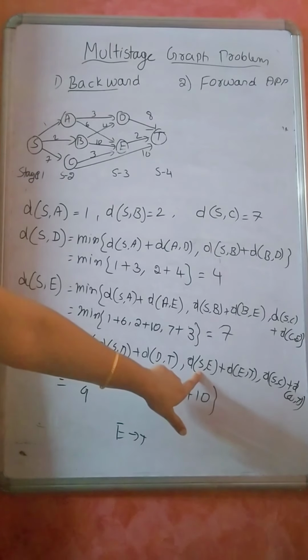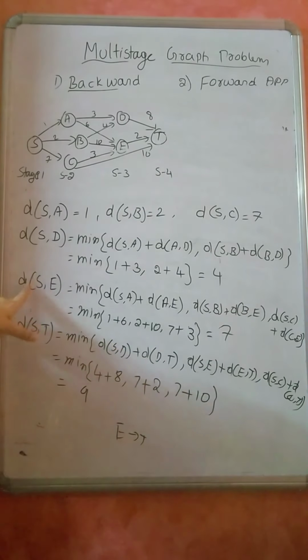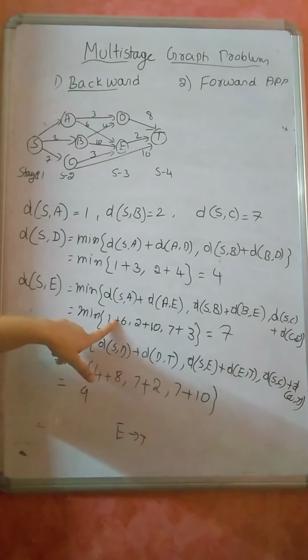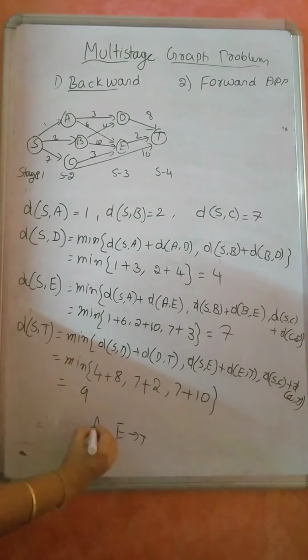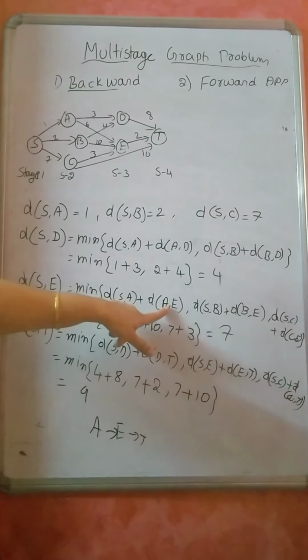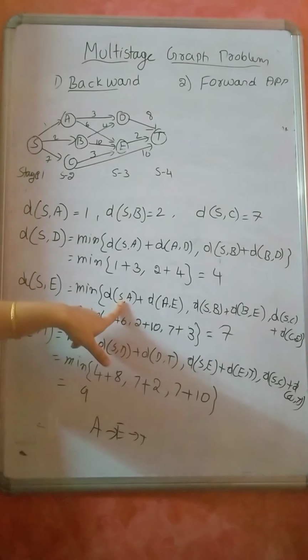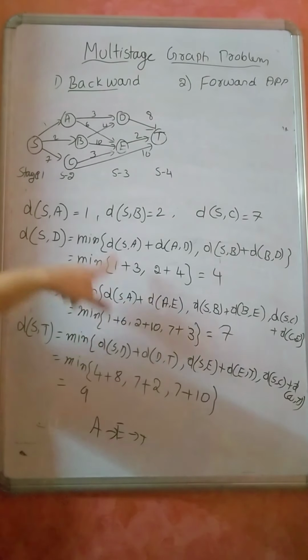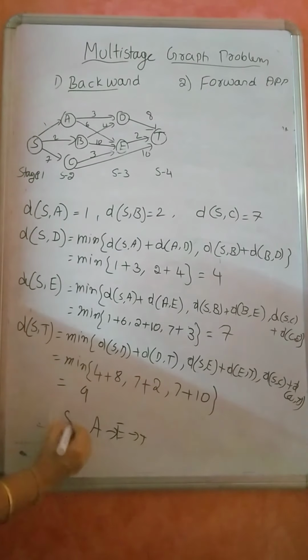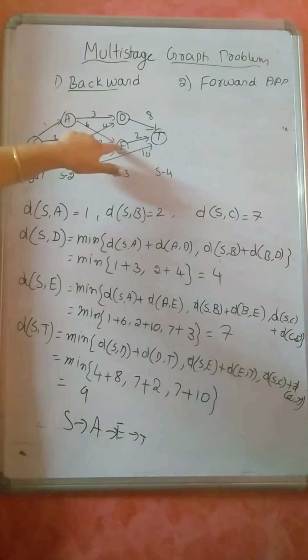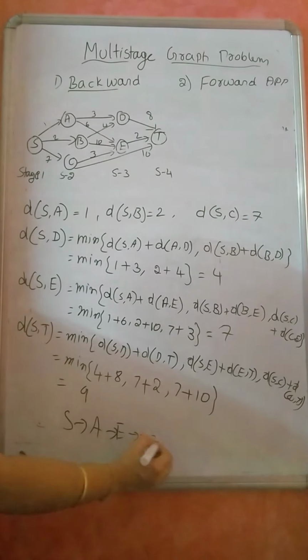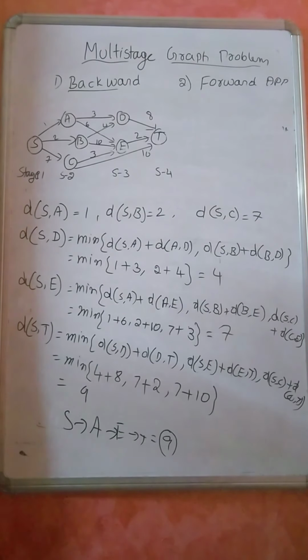Then with that we have S to E. What is S to E? Which is the minimum we got? 7. From where did I get the 7? From this one, which means we moved from A to E. Now with that I have S to A, so we are travelling from S to A. So finally S to A to E, E to T. The same thing, it is 9. So both in the backward approach and the forward approach we got the same value.